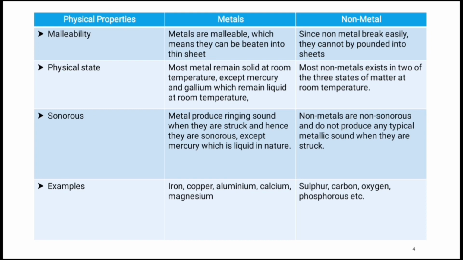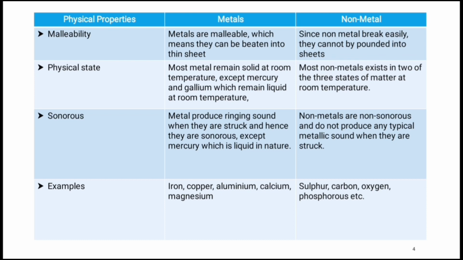Next comes physical state. Metals are all solid at room temperature except mercury and gallium. They both will be liquid even at room temperature. In the case of non-metals, they can be seen in all three states. It means they can be solid, they can be liquid, or they can also be in gaseous form.